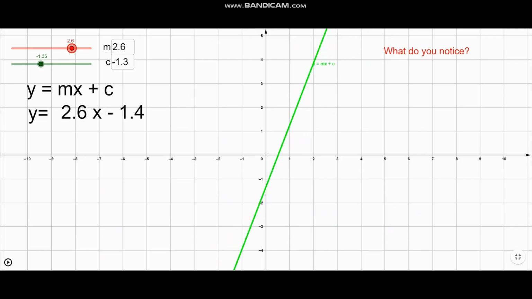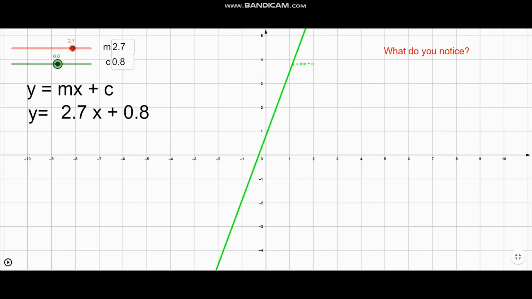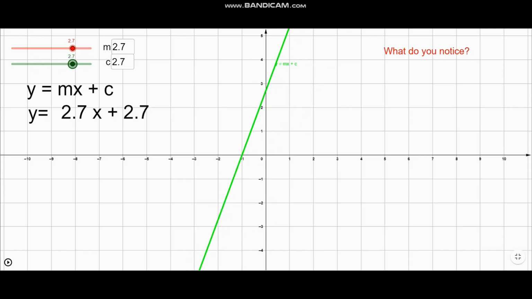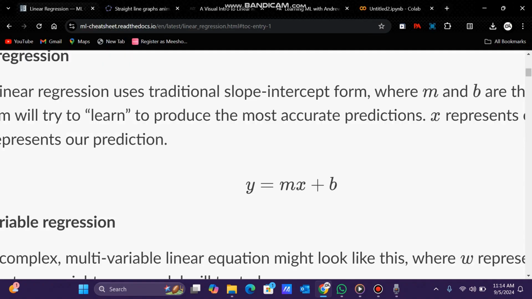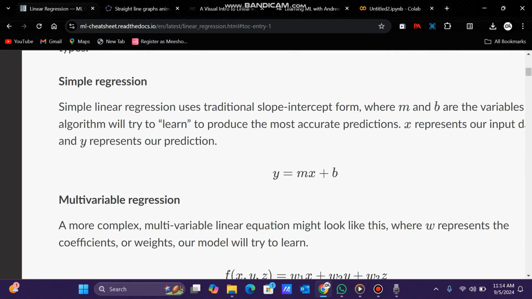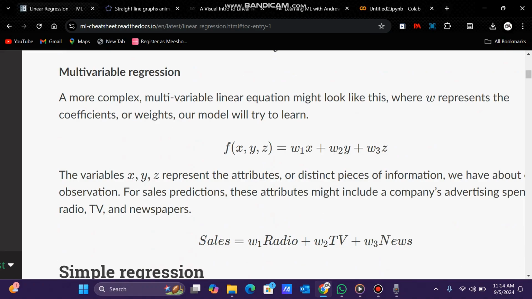When I change my m to a slightly more positive value, the slope changes, and when I change my c, it changes the intercept. For example, I'm making it 3.05. You can play along with me with this equation setting. All right, I'm back to linear regression. We will be coming back to multi-variable regression in the next video.